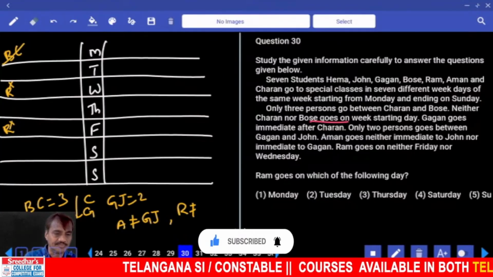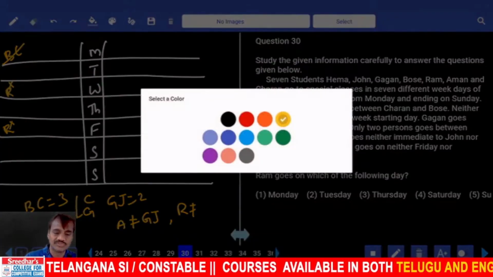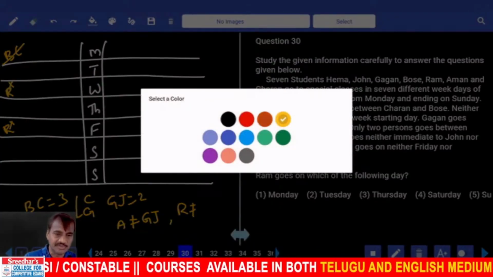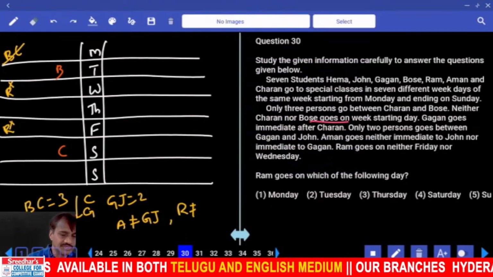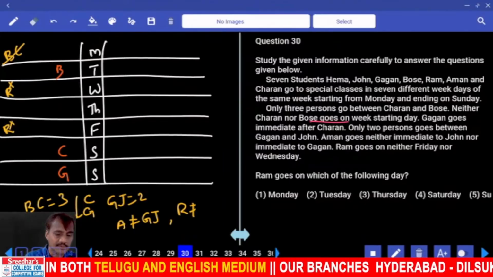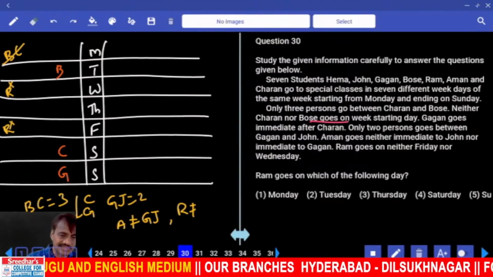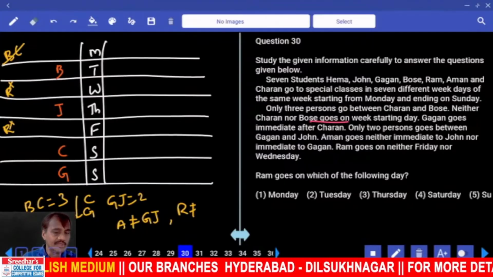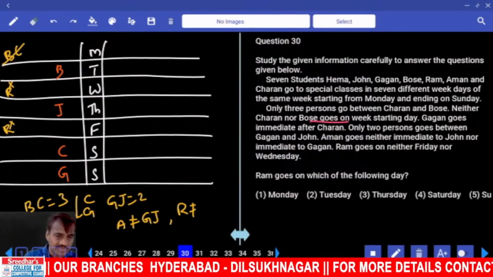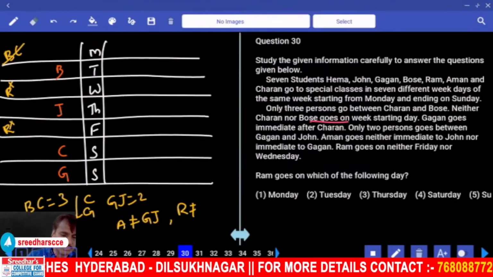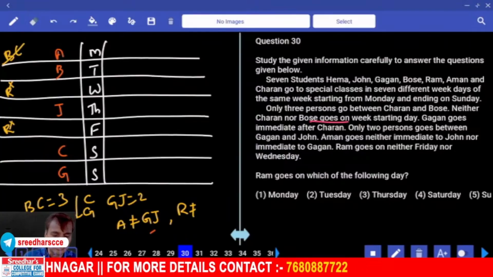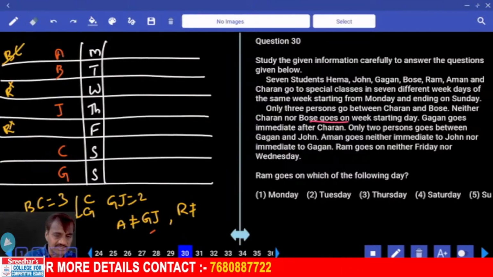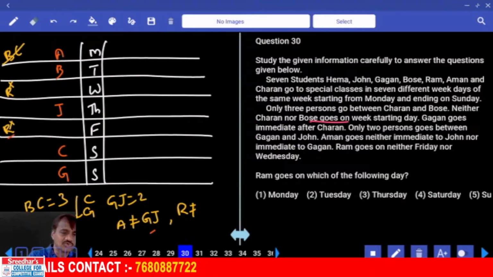Now B and C cannot be at the first 2 places, isn't it? Can we have B at this place? 1, 2, 3, then C will be here. Now C is here, then G will be here. Clear? Between G and J there are exactly 2 people, so J must be here. If J is here, then A is not adjacent to G and J, hence A must be here. Now R cannot be in these 2 places. Is it possible? Hence B cannot be at this place.